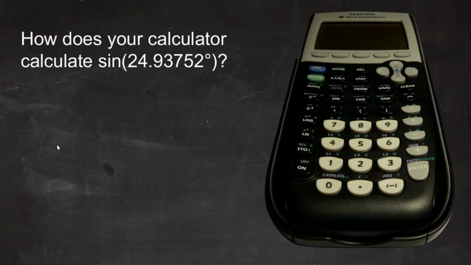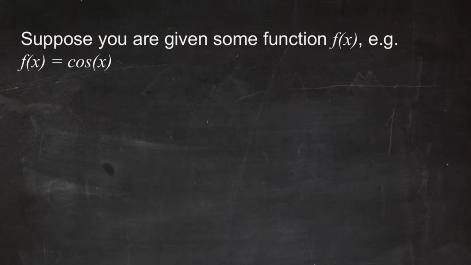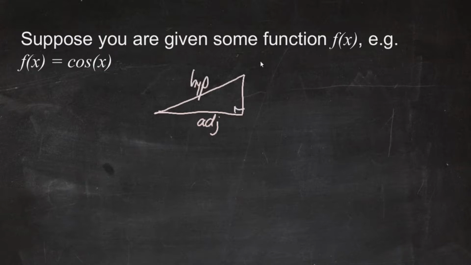Here is what Dr. Taylor came up with. So suppose you're given some function f of x. For example, maybe our f of x is cosine of x, and I don't know how to calculate that. I suppose I could actually get the right triangle, and I know that the cosine is, let's see, the adjacent over the hypotenuse. And I could measure these with a ruler, but that's not very convenient if I'm using a calculator.